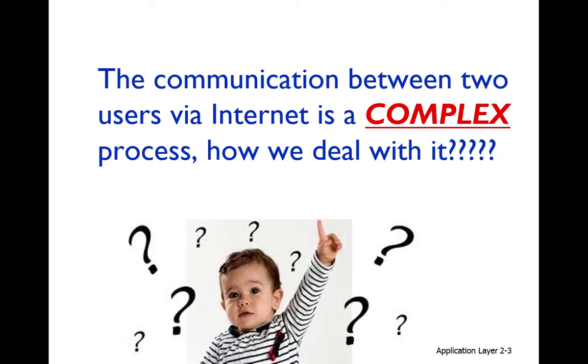Let me remind you that the communication between two users via the internet, that is, the communication between two internet applications, is a complex process. So how do we deal with it? We deal with it by dividing it into layers. The internet communication is divided into 5 layers: application layer, transport layer, network layer, data link layer, and physical layer.